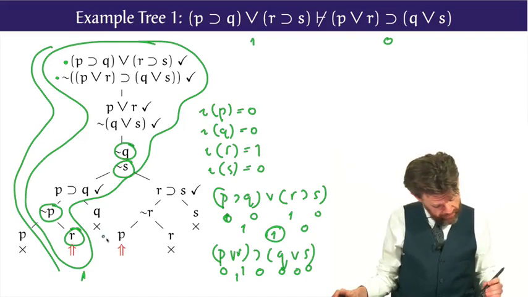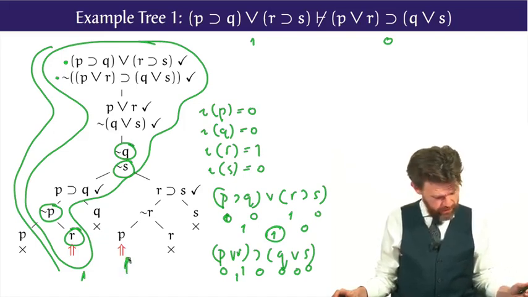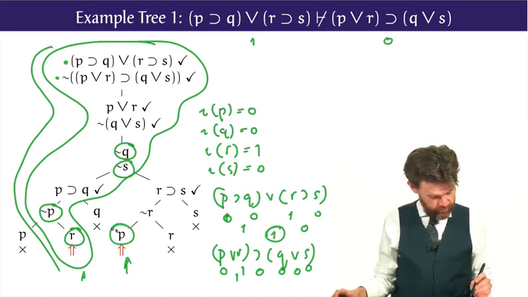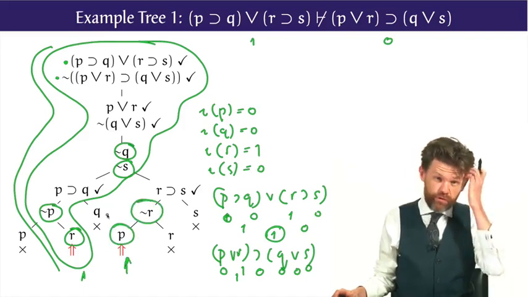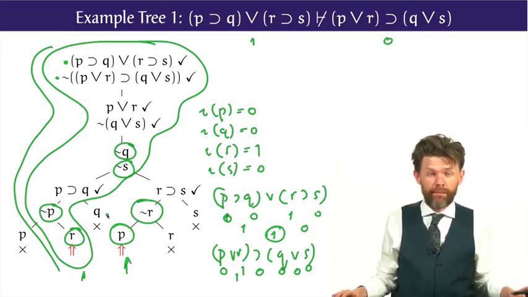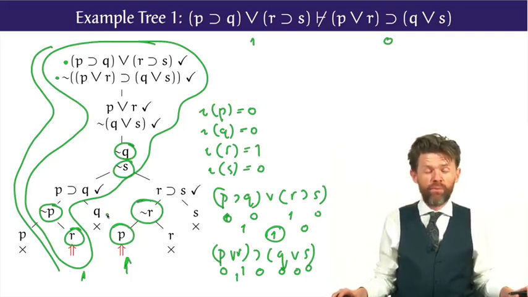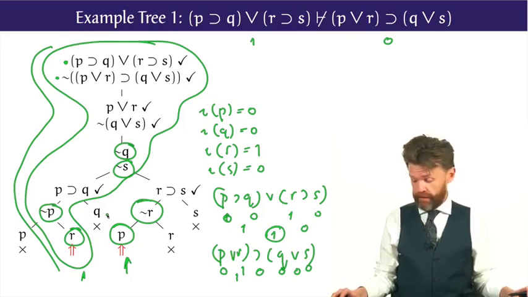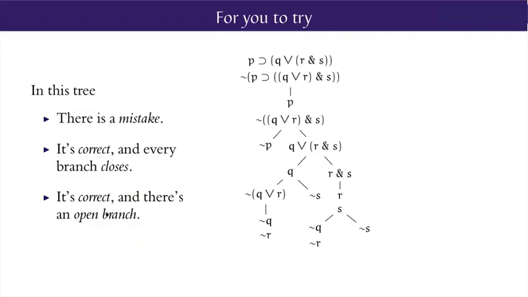conclusion false, and I'll leave it to you to have a look at this branch and see how it's a different way of making the premise true and the conclusion false, because it gives you different truth values, at least for P and not R. So that's one example. Totally thoroughly worked out, which shows you how to use the tree rules to evaluate an argument. Let's go on to another example for you to try.